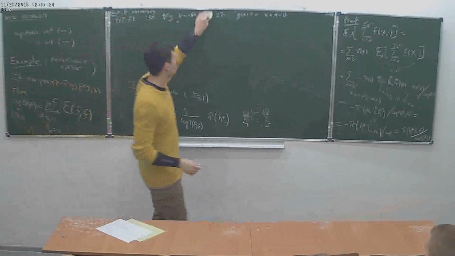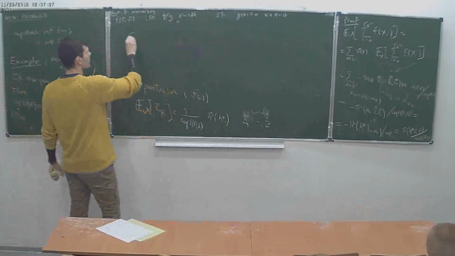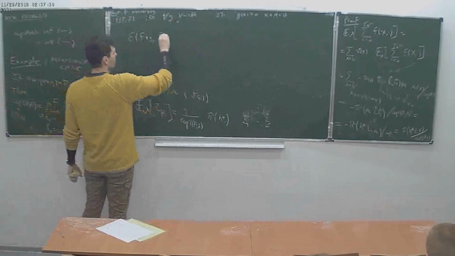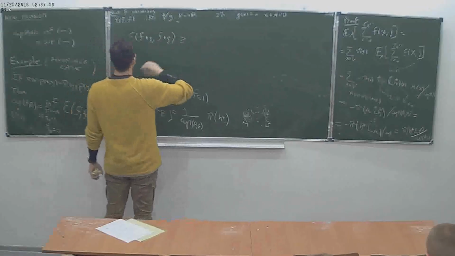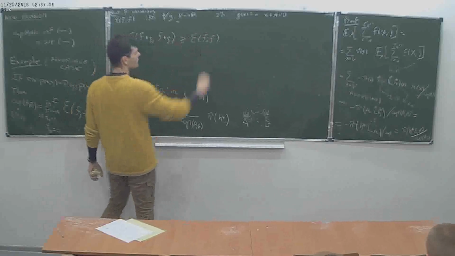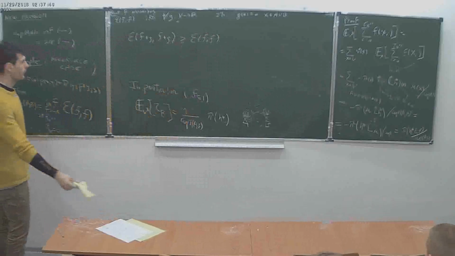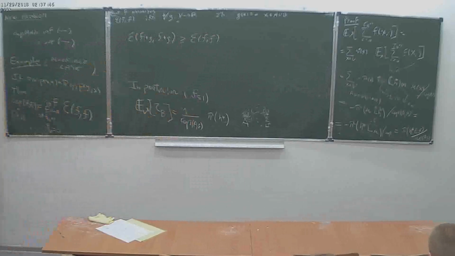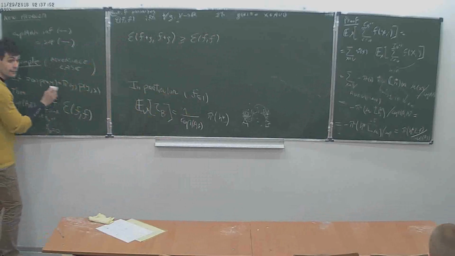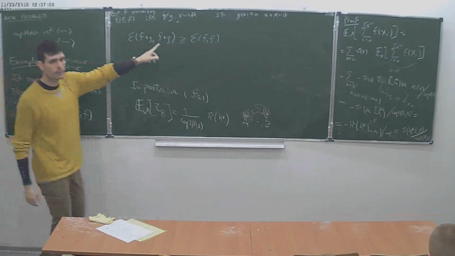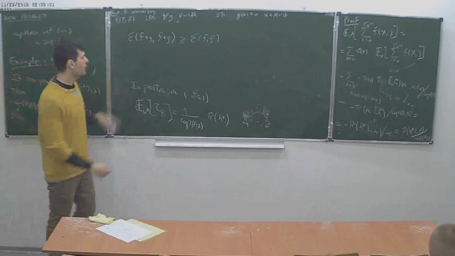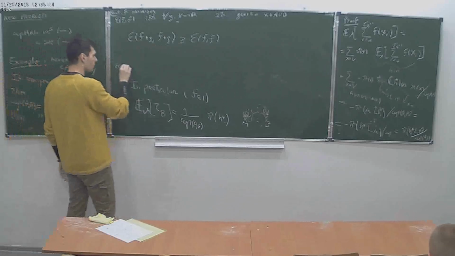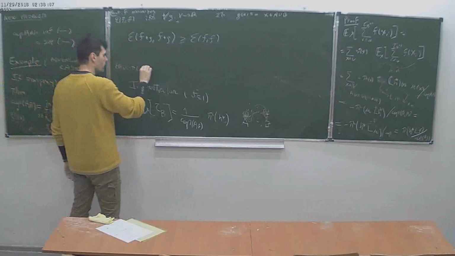So, proof: F minimizes E of F, out of all the functions here, if and only if for all G from V to R such that G of X is 0 on A and B, E of F plus G, F plus G is bigger or equal than E of F. Right? Because if F is 1 on A and 0 on B, F plus G has the same property.